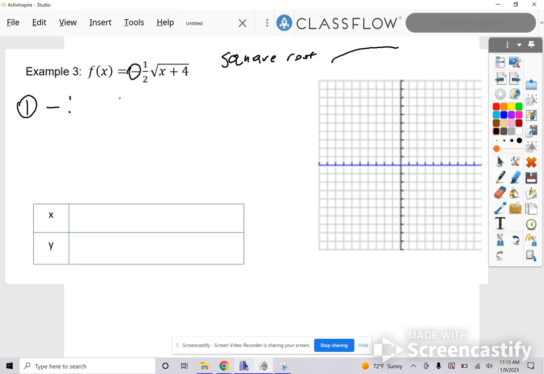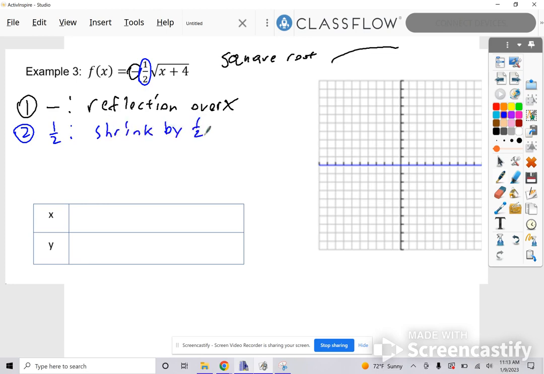So the first thing that's happening is the negative. That's a reflection over x. The 1/2, not a -1/2. A 1/2 is smaller than 1, so we're going to have a shrink by 1/2. Continuing, the 4 inside with x means we're going to have a shift left 4.